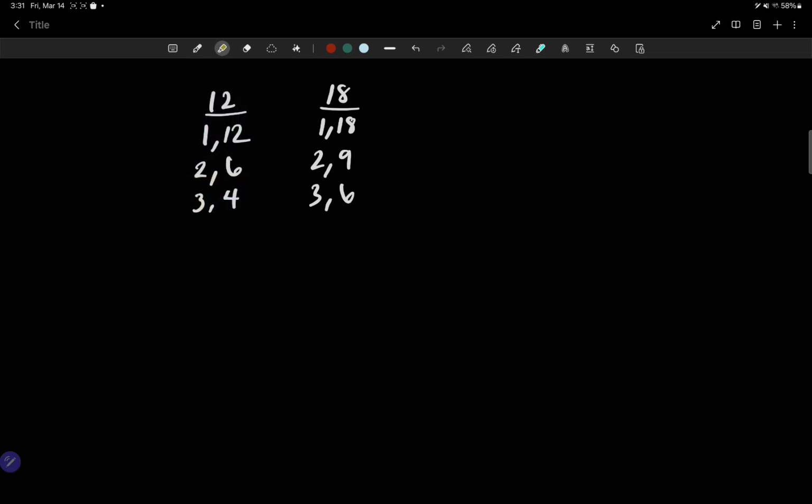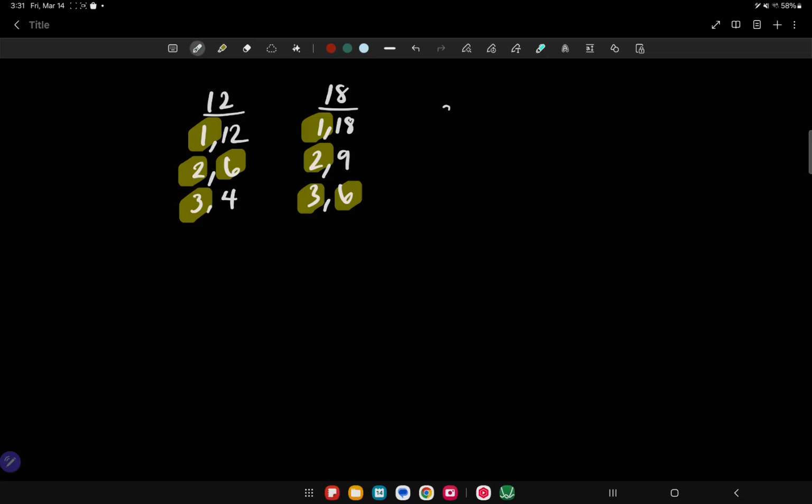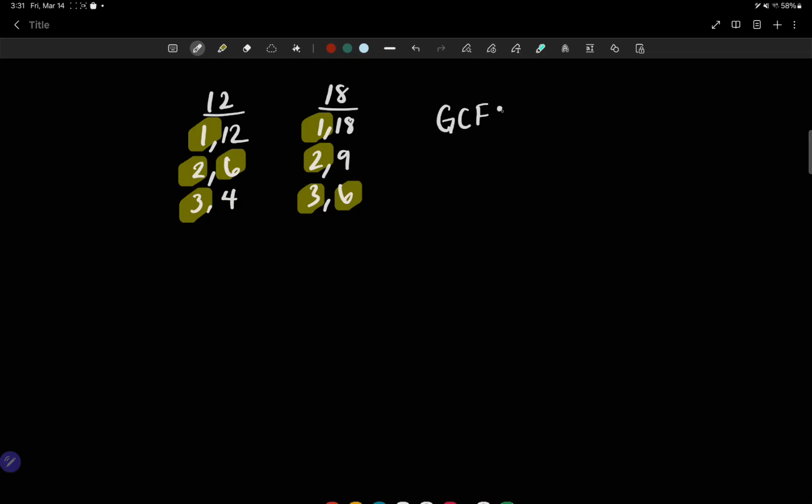Now, the next step is to compare the factors. Comparing the factors, I see that I have a 1 and a 1 in common. I have a 2 and a 2, a 3 and a 3, and then I have 6 and 6. So those are the factors that I have in common. Now, what it means to be a greatest common factor is just what is the largest number in that group? Well, 1, 2, 3, and 6, I know 6 is the largest number.